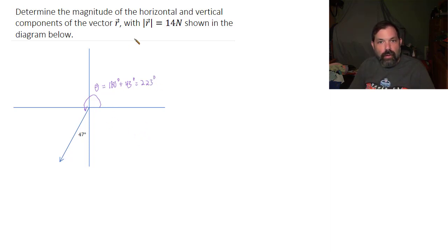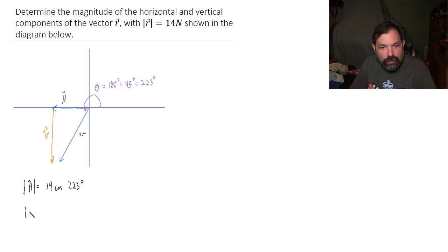So then the horizontal would be this vector. There's the horizontal vector. Here's the vertical vector. And so then the magnitude of the horizontal vector would be equal to 14 cosine 223 degrees. The magnitude of the vertical vector would be 14 sine 223 degrees.